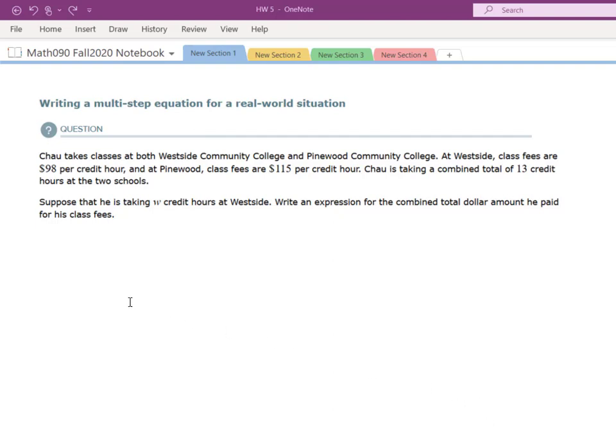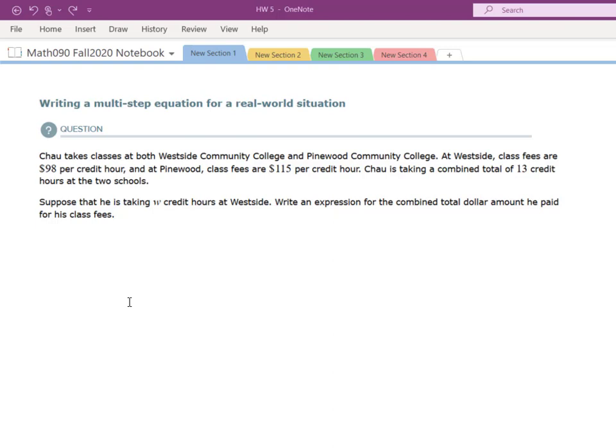Writing a multi-step equation for a real-world situation. Chow takes classes at both Westside Community College and Pinewood Community College. At Westside, class fees are $98 per credit hour, and at Pinewood, class fees are $115 per credit hour. Chow is taking a combined total of 13 credit hours at the two schools. Suppose that he is taking W credit hours at Westside.